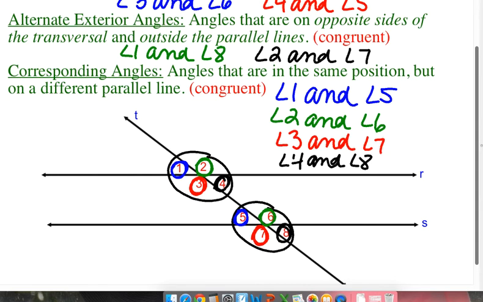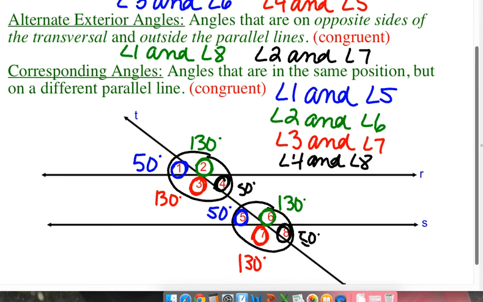And again, the cool thing about corresponding angles is that they are congruent to each other. So if angle 1 is 50, so is angle 5. If angle 2 is 130, so is angle 6. If angle 3 is 130, which it is, so is angle 7. And if angle 4 is 50, so is angle 8.